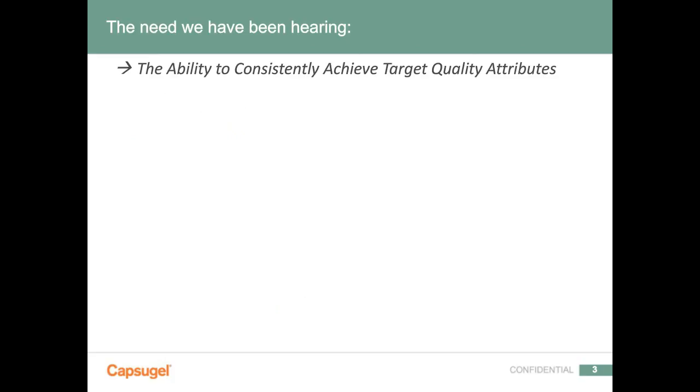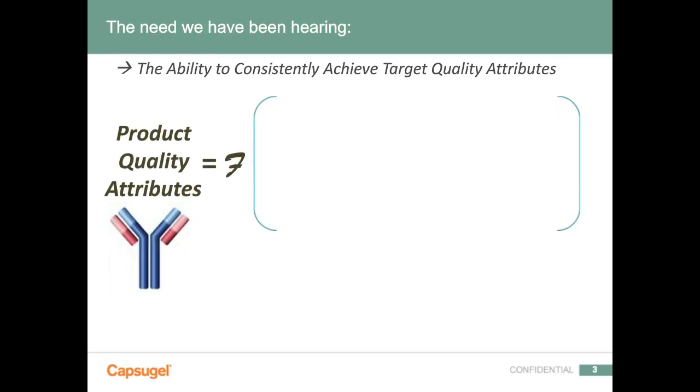So, we as an engineering firm go out to end users all the time, and what we've been hearing is that people want to consistently achieve their target quality attributes. And we believe that the product quality attributes are a function of 2 things. One is the bioreactor environment. So this is your pH, temperature, the solution adding, things like that. But we've also been learning that it's also a function of the cell state.